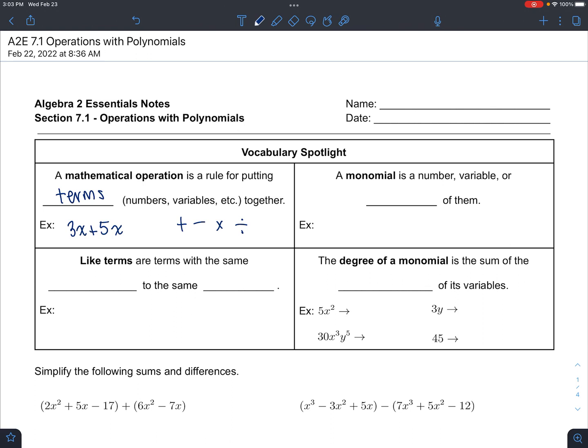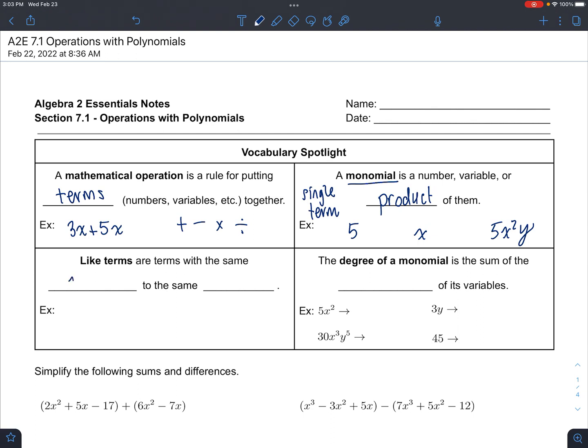Another term for a single term is a monomial. And a monomial could be one of three things. It could just be a number, it could just be a variable, or it could be a combination of all of those together with as many variables as you'd like. A monomial is just one term, so there's never a plus or minus sign, it's just one thing grouped together with multiplication or division.